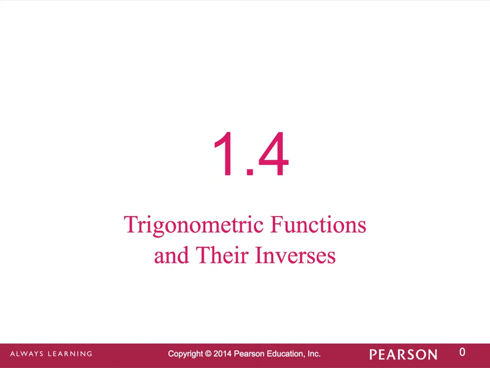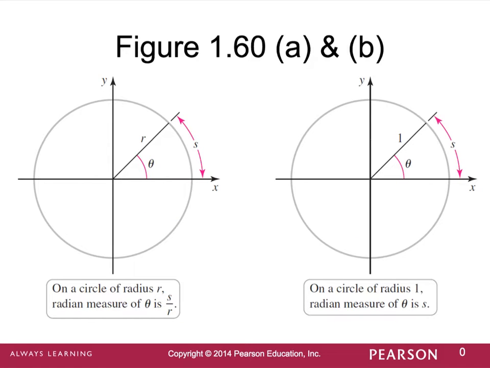In this video, we're going to take a look at trigonometric functions and their inverses. Trig all starts with this idea of a circle that has a radius of 1, and we're looking at the angle as we move throughout the circle. And this angle theta is going to be related to the arc length, which is the segment of the perimeter that angle sweeps out, and the radius of that circle.